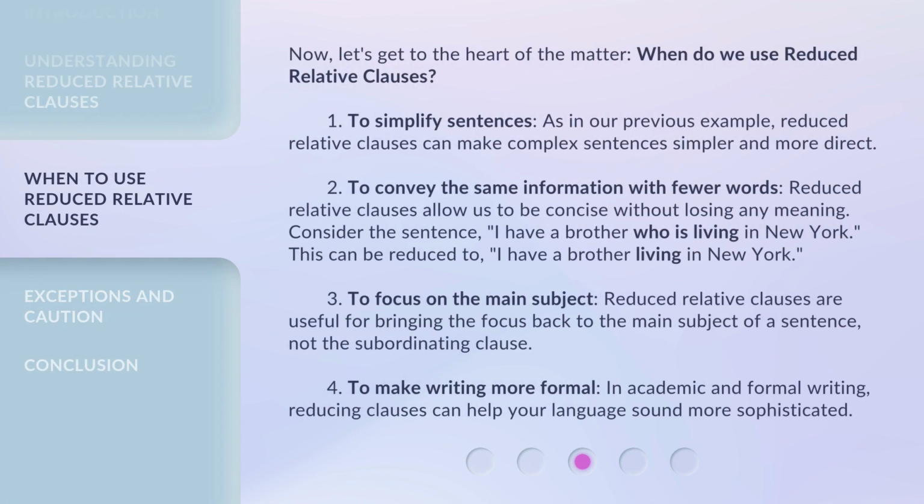Now, let's get to the heart of the matter. When do we use reduced relative clauses? 1. To simplify sentences. As in our previous example, reduced relative clauses can make complex sentences simpler and more direct. 2. To convey the same information with fewer words. Reduced relative clauses allow us to be concise without losing any meaning. Consider the sentence, "I have a brother who is living in New York." This can be reduced to, "I have a brother living in New York."